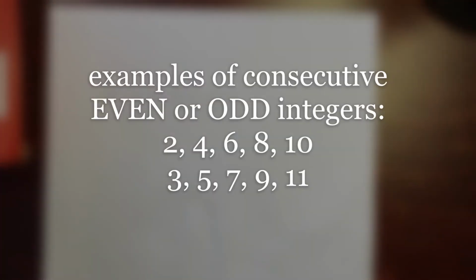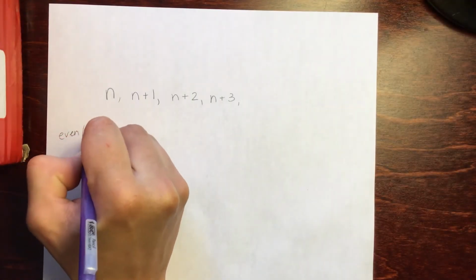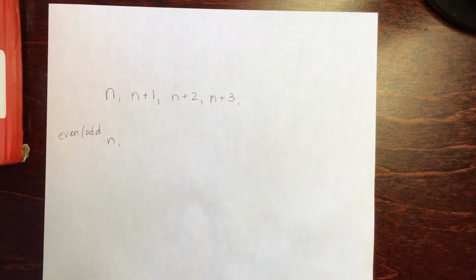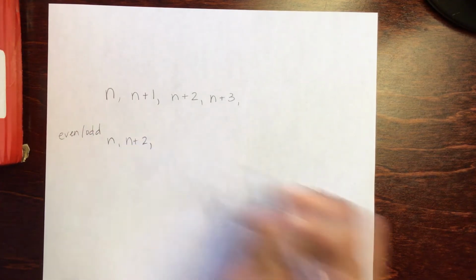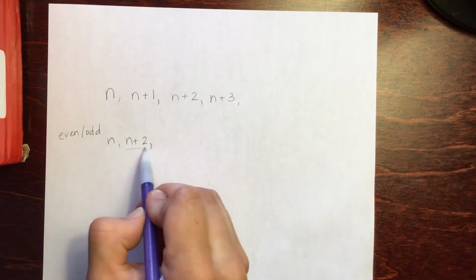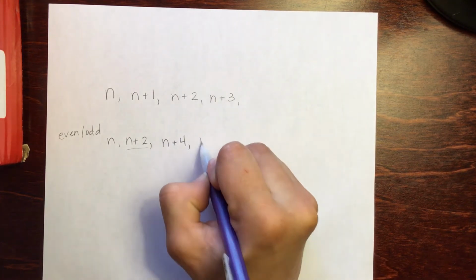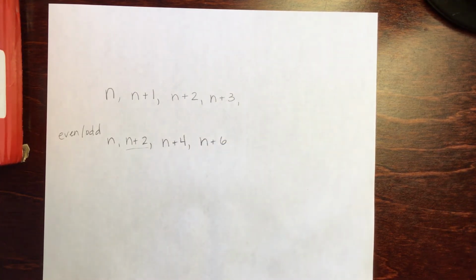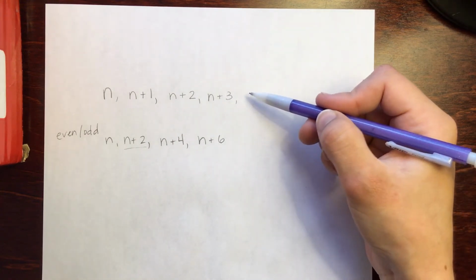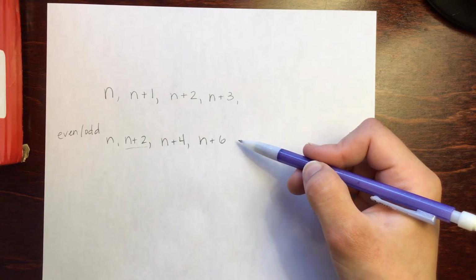What about consecutive odd integers or consecutive even integers? Even numbers: 2, 4, 6, 8, 10. Odd numbers: 3, 5, 7, 9, 11. It's the same exact idea as consecutive integers, but if it's even or odd, instead of adding 1 to get to the next number, we have to add 2. So now if I want to get to the next number from here, add 2 to that: n plus 2, plus 2, n plus 4. So consecutive integers, you add 1. Consecutive even or consecutive odd integers, you add 2.